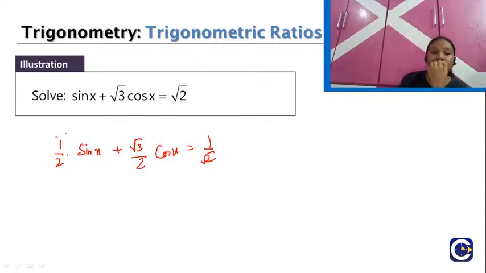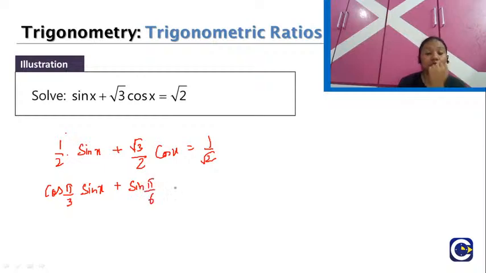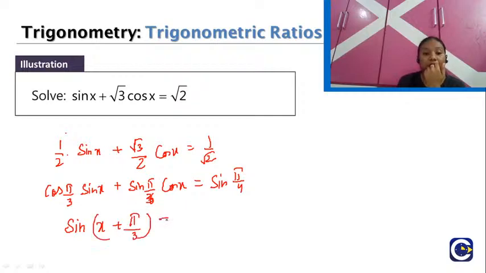Right, so here in place of 1 by 2 I have written sin 30, but I can even write cos 60, that means cos pi by 3 into sin x plus, here I can write sin pi by 3, that means sin 60 also root 3 by 2, cos x, here sin pi by 4 also. But here this is the formula of sin a cos b plus cos a sin b, which means sin of x plus pi by 3 is equal to sin pi by 4. So our general solution will be changing, right?